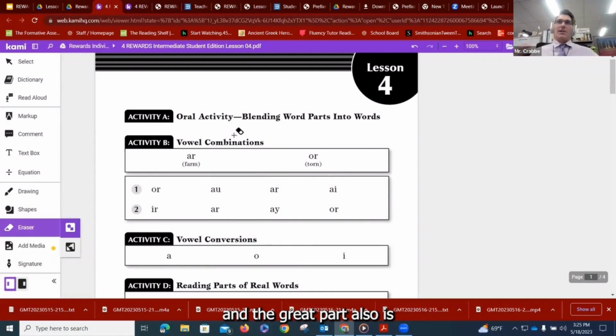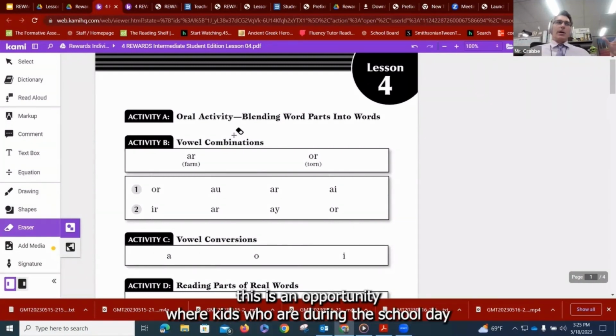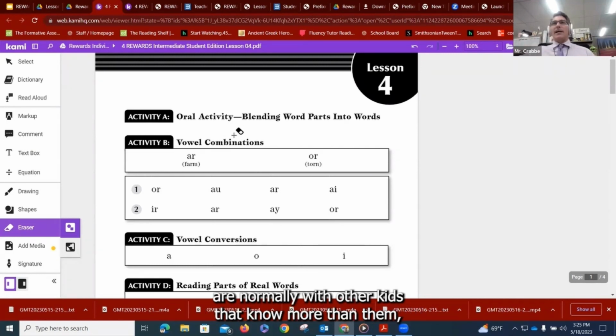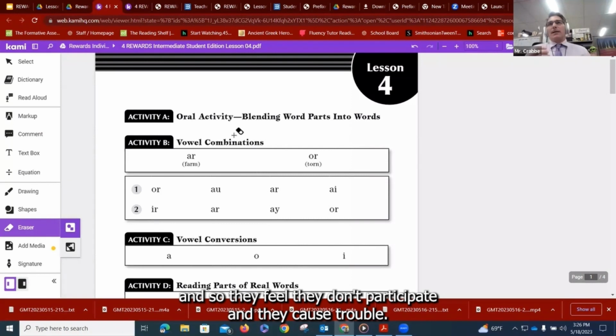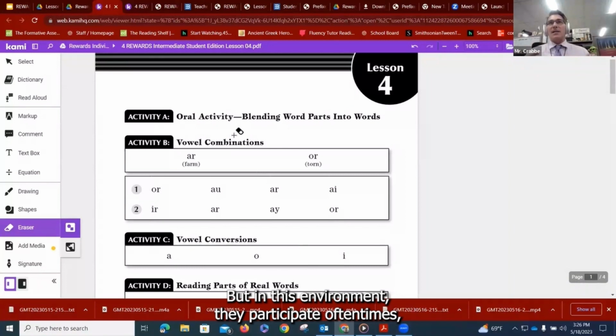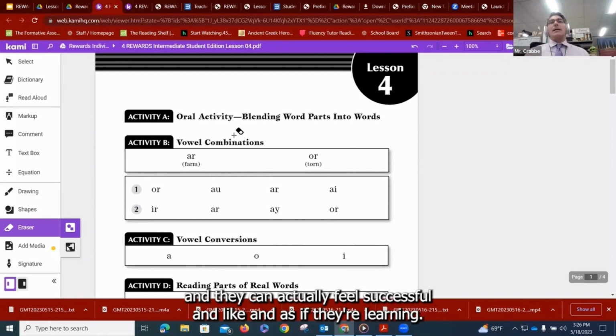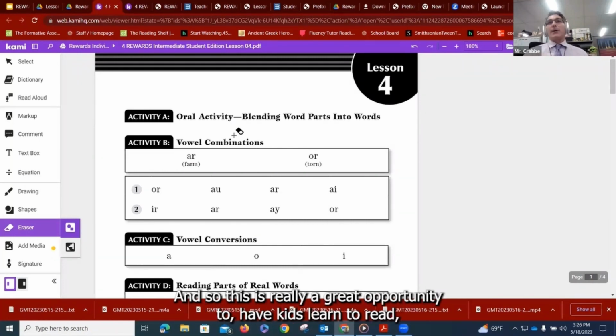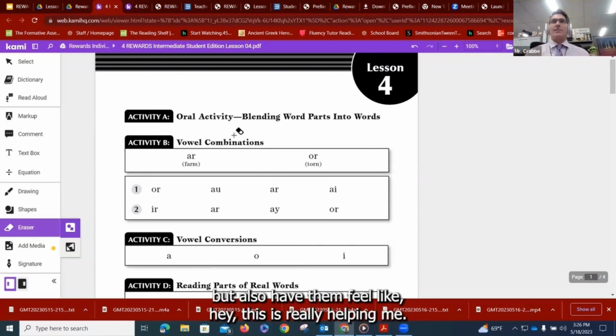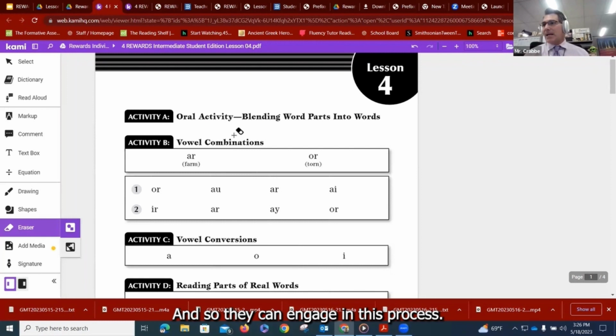The great part also is this is an opportunity for kids who, during the school day, are normally with other kids that know more than them. They feel they don't participate and they cause trouble a lot of times. But in this environment, they participate because they know, wow, all of these people around me are at the same spot I am, and they can actually feel successful and as if they're learning. So this is a great opportunity to have kids learn to read, but also feel like, hey, this is really helping me, and they can engage in this process.